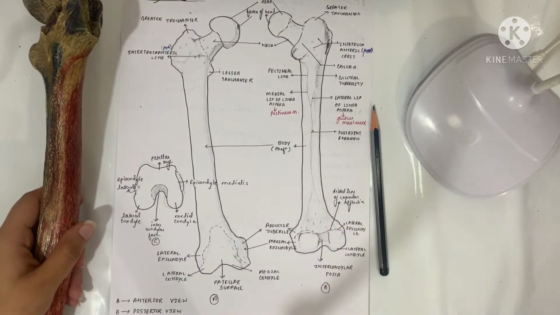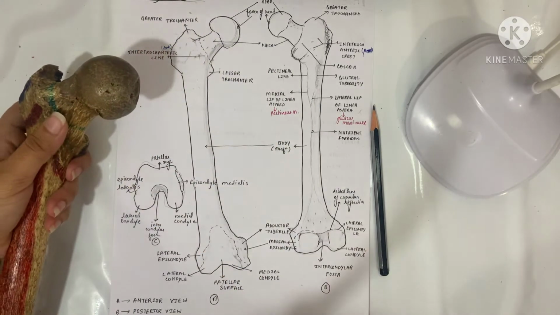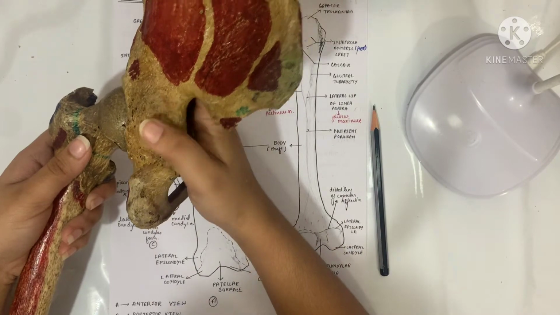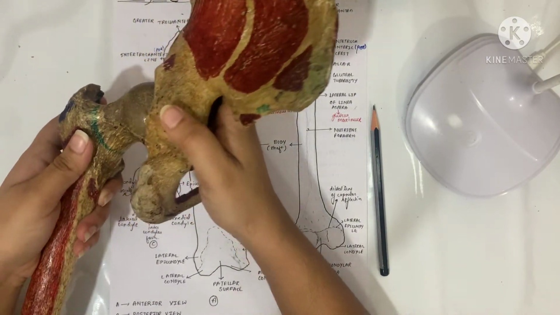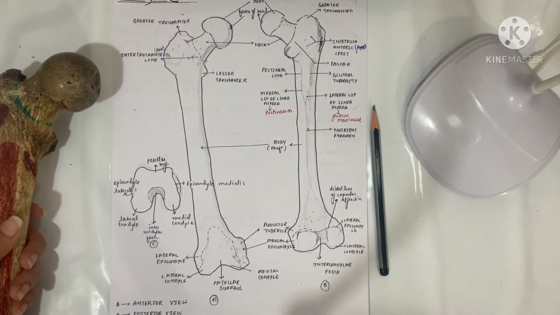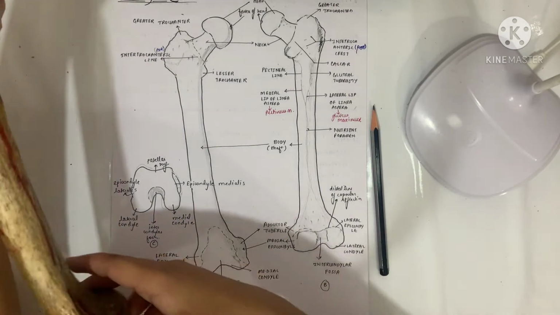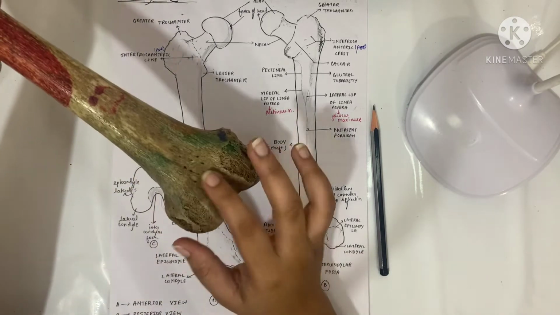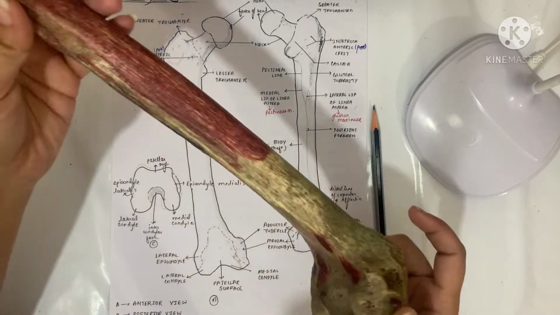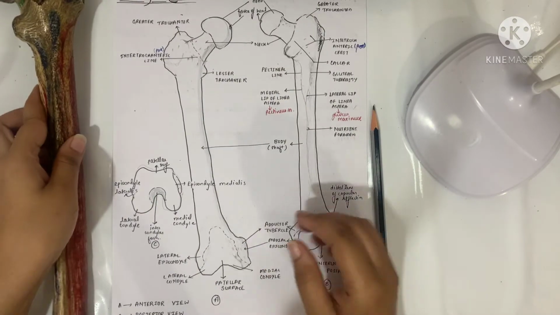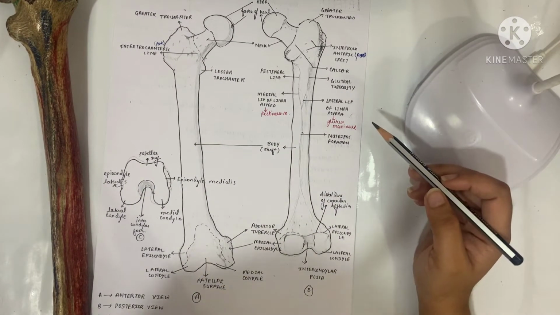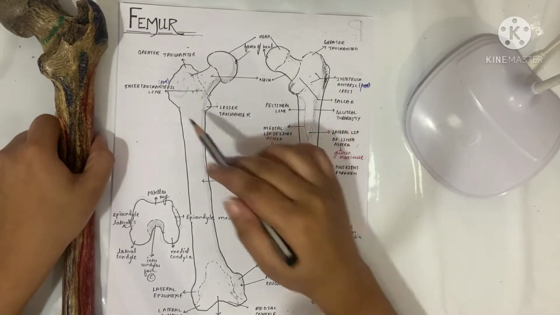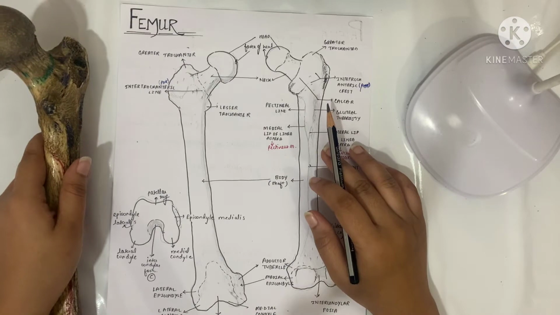Articulation: the head of the femur articulates with the acetabulum of the hip joint, and the two femoral condyles articulate with the tibial condyles, and the patellar surface articulates with the patella, forming the knee joint. Then coming to the next part of the femur, that is the upper end. See, this is the upper end of the femur.